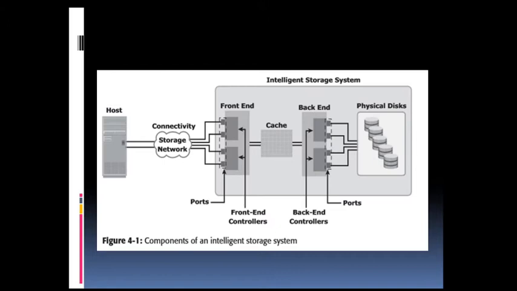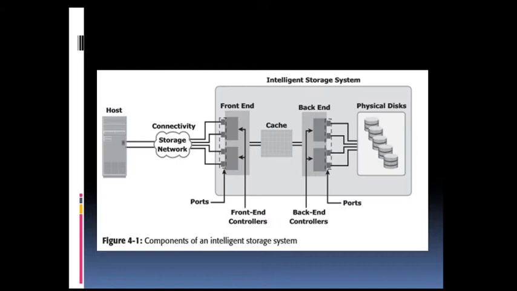In the front end, you can see there are some ports through which the host is connected, and then there is a front end controller. In between front end and back end, there is a cache memory. Again, same as the front end, in the back end we have back end controllers, and then there are ports to which the physical disk is connected. Now let us understand this.